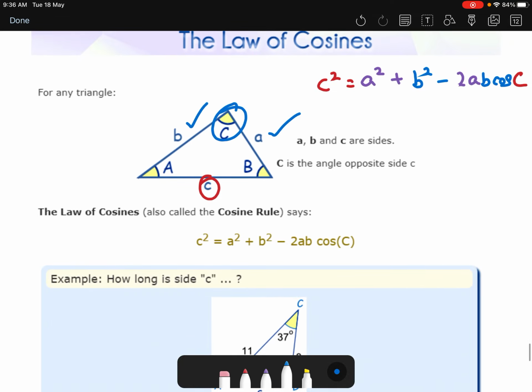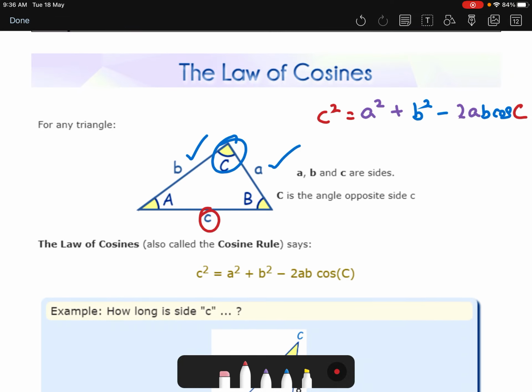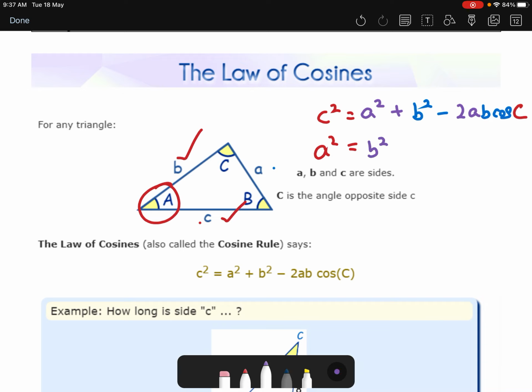Okay, so let's just say you need to find length A. So you should put A square. When you need to find length A, you must be given three things. You must be given B, you must be given C, you must also be given angle A. So A square is equal to B square plus C square minus 2BC cosine A.